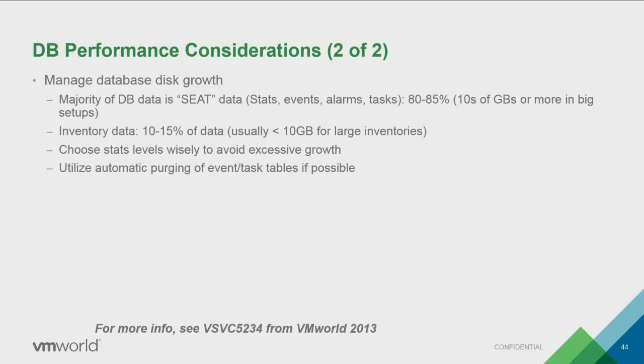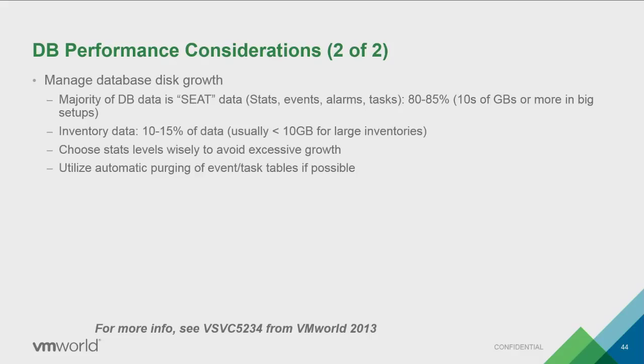The other thing I wanted to point out, I talked briefly about database growth. If you were to look at our database, more than 90% of the data is what we colloquially term seat data. Statistics, events, triggered alarms, and tasks. Okay, this is data that's basically time series data that grows with time. So these are the partitions that are typically going to grow, and the way to control the growth of these is to set the stats level appropriately and to set retention intervals for your events and tasks.